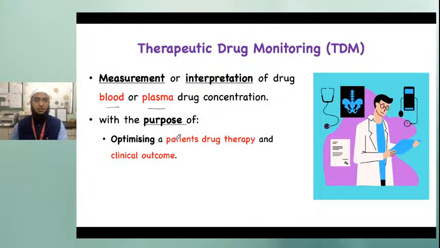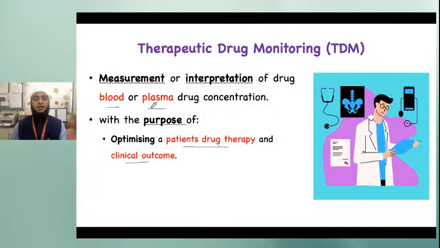The first purpose is to optimize a patient's drug therapy. So why are you measuring the blood or plasma drug concentration? Your first purpose must be optimizing the patient's drug therapy and their clinical outcome. You want the clinical outcome to be better, so to get a better clinical outcome, you precisely measure the plasma drug concentration of that particular patient.